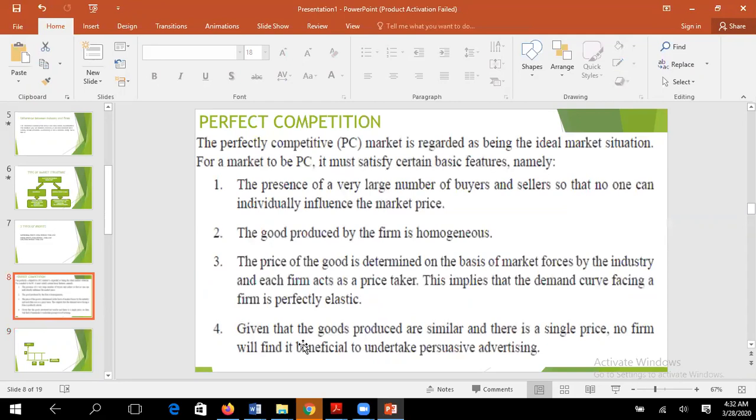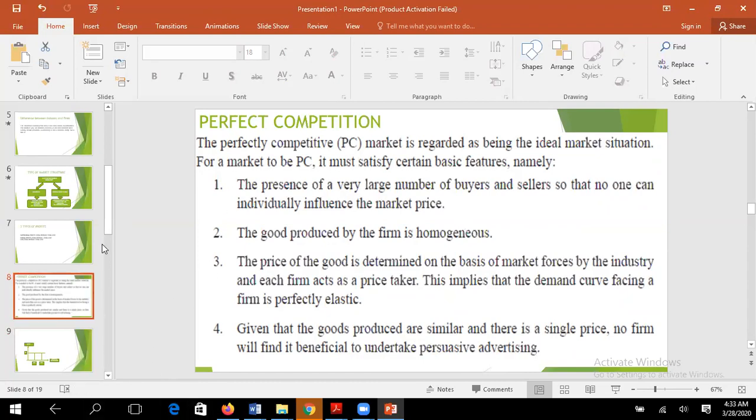All right? Next, given that the goods produced are similar, there is a single price, no firm will find it beneficial to undertake persuasive advertising. Nobody can do persuasive advertising, meaning forcing clients to come and buy, because all products are the same and all sell at the same price. Advertising is done because everyone does advertising, but I won't go to the extreme of advertising because there is a single price. No firm will charge a high price or a low price.